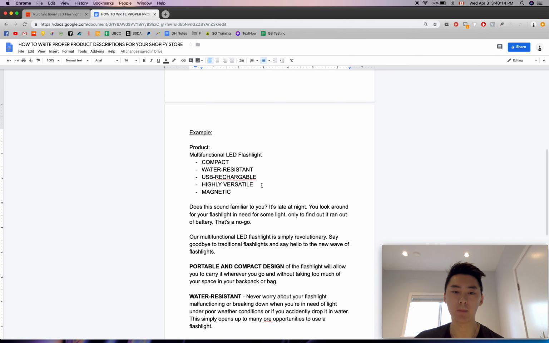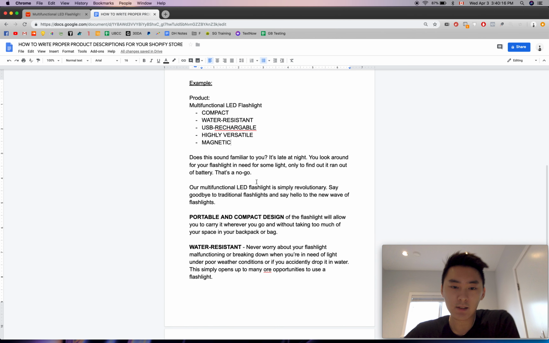So this is the scenario I kind of used. Does this sound familiar to you? It's late at night, you look around for your flashlight and need some light, only to find out you've run out of battery. So I'm highlighting the fact that a lot of torches require batteries to operate, and one of the pain points is it could be a pain to have a torch that doesn't work because the battery ran out. So that's one of the pain points already that you can include.